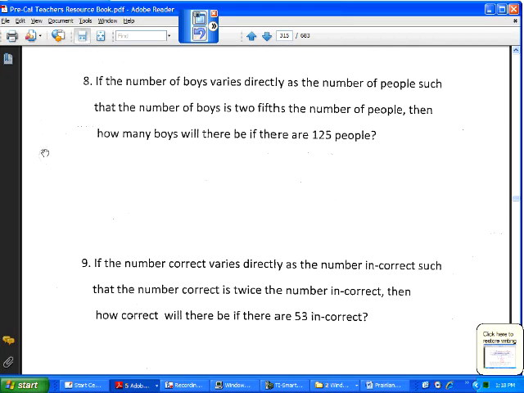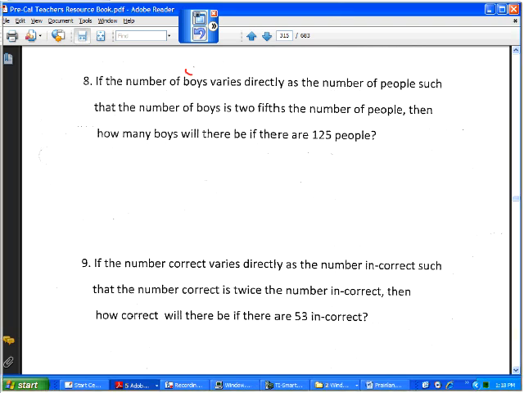Number 8, the number of boys varies directly as the number of people. The number of boys, y, is dependent upon the number of people in the class, x. It says the number of boys, y, is 2/5 the number of people, x. So y equals 2/5 of x. You could put b and p if you wanted to, boys and people. We want to know how many boys, y, if there's 125 people, x.